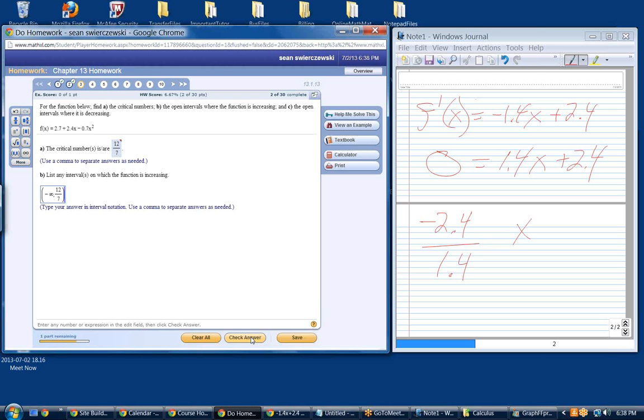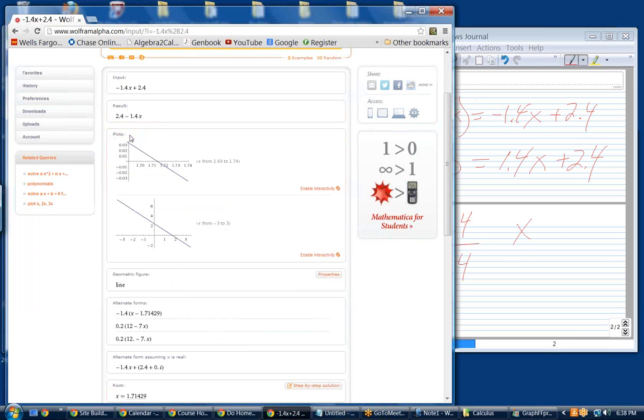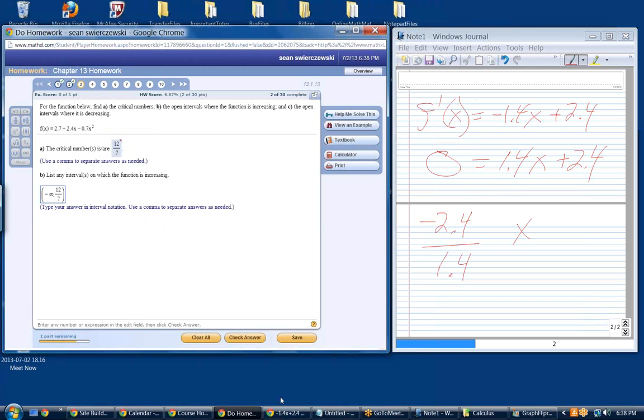And that's where it's increasing. In other words, don't get confused by the fact that the derivative is heading down. The derivative is decreasing, but the only thing we're looking for is where it's positive and where it's negative. Where it's positive, the original function must be increasing, and where it's negative, the original function must be decreasing. So, where is it decreasing? From 12/7 to infinity. 12/7.